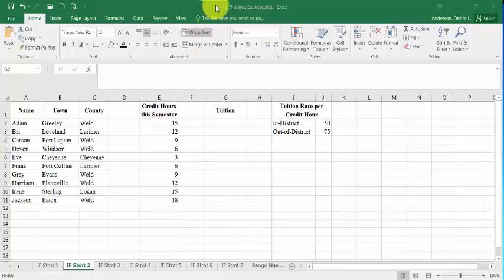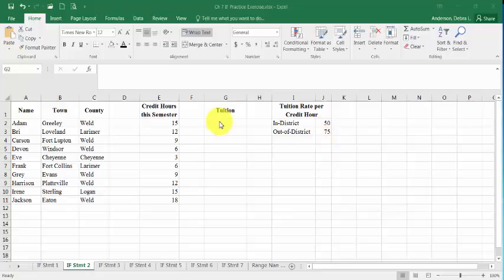This is Chapter 7, If Practice Exercise. It is very similar to If Statement 1, only this time I'm going to see if the county is Weld, and if it is, I'm going to multiply the credit hours in E times in district, and if it's not, I'm going to multiply the credit hours in E times out of district. So this is a more common formula.